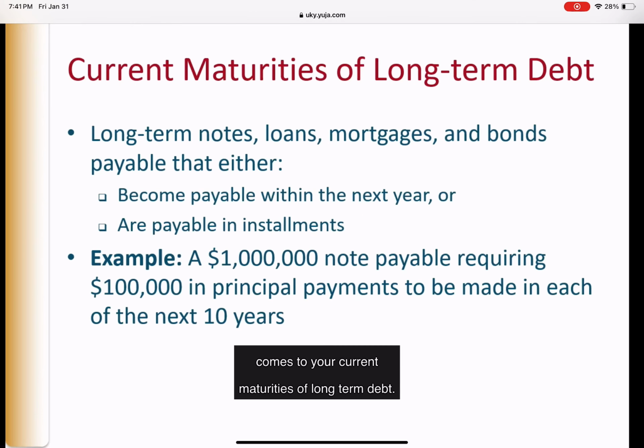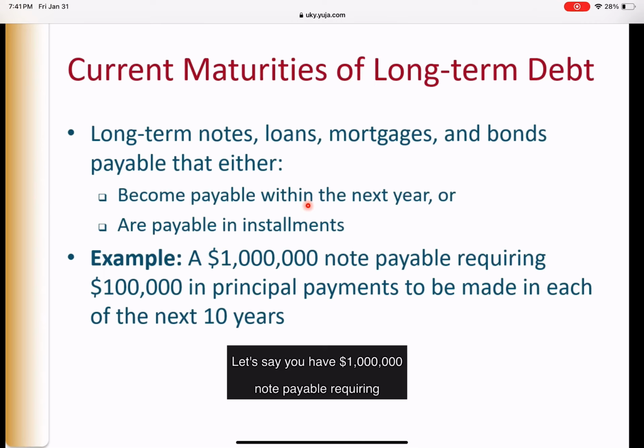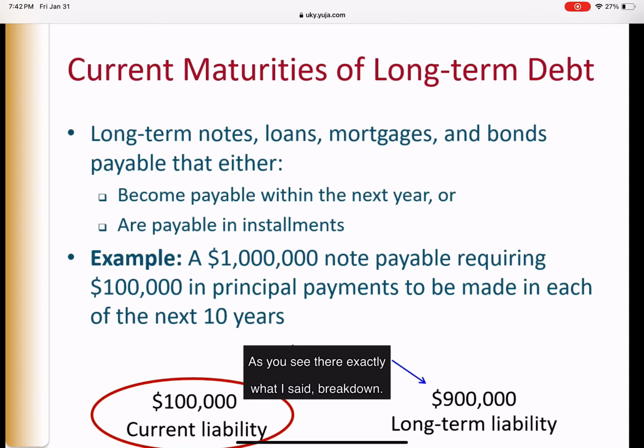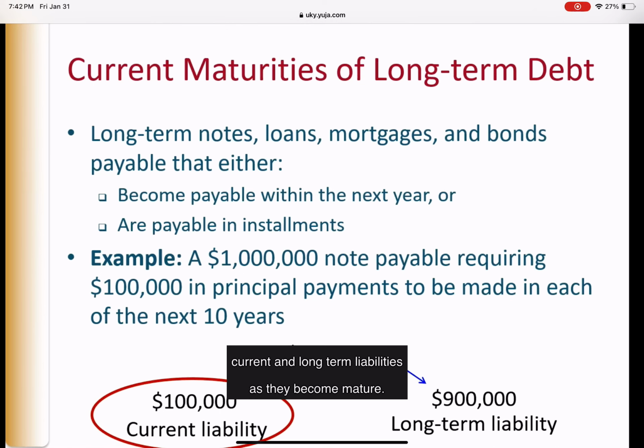When it comes to your current maturities of long-term debt, for example, that portion that's becoming due within the next year is going to be listed as a current liability. So let's say you have a $1 million note payable requiring 10 payments of $100,000. $100,000 of that would be current. The other $900,000 would be long-term in the very first year. And as you see there, exactly what I said, you'll see a breakdown on the financial statements between current and long-term liabilities as they mature.